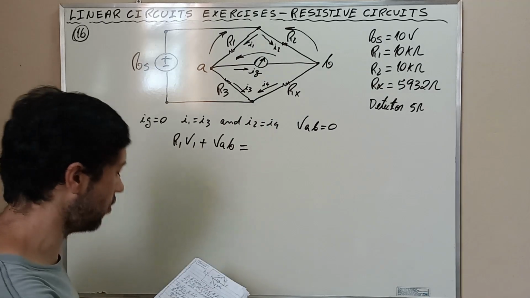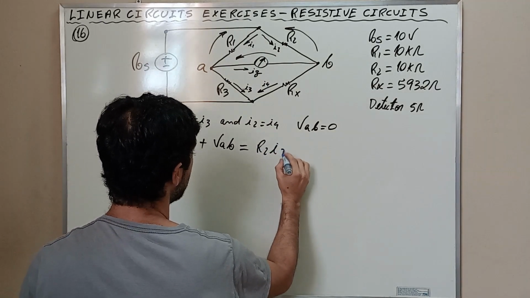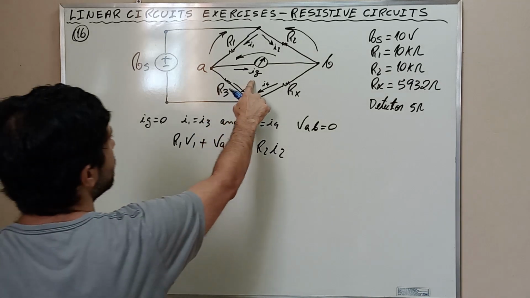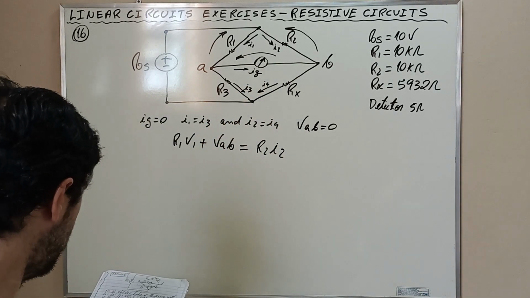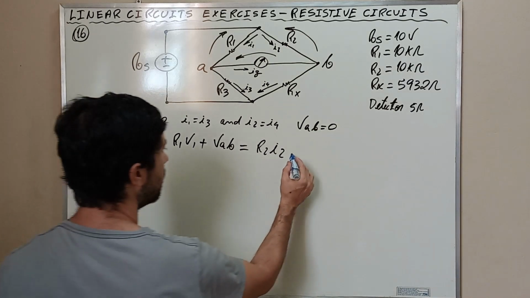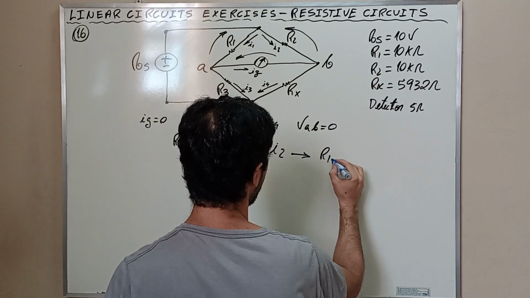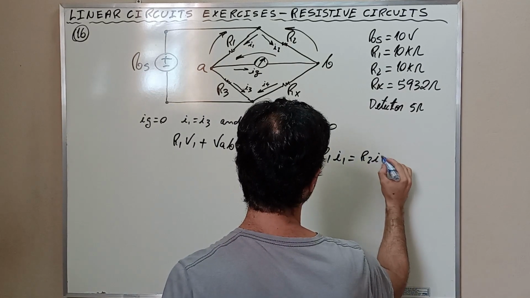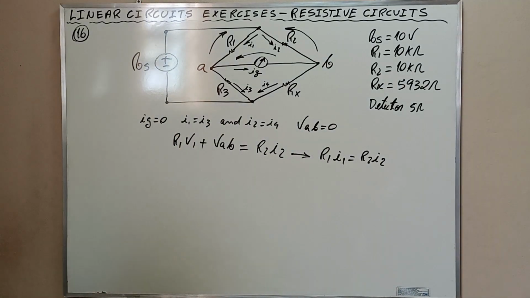This has got to be equal to R2 times I2, okay? But we've found that VAB, when Ig is equal to 0, is equal to 0, and as a consequence, we can write that R1 I1 is equal to R2 times I2, okay? Only when Ig is equal to 0, okay?